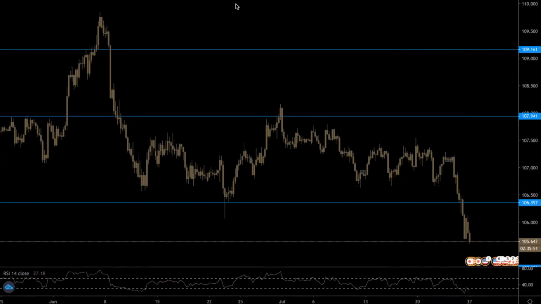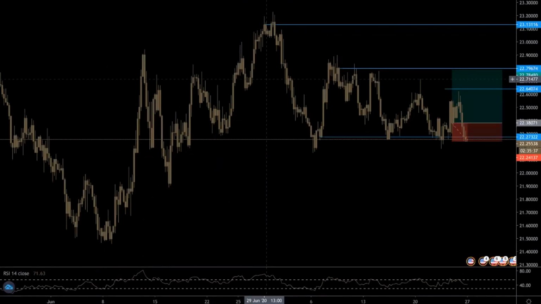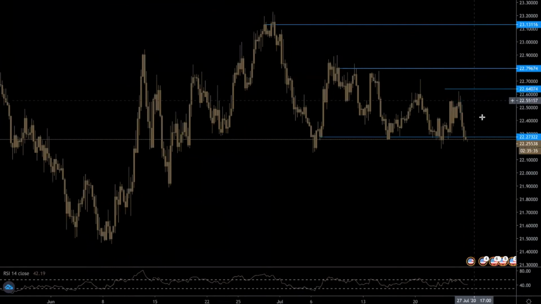Anyone have any specific pairs they want me to check out before we wrap up? I only cover a couple pairs because really we only trade a couple pairs. Between me and Ryan, it's this, the peso, gold. Yeah, this is just going to fall through.